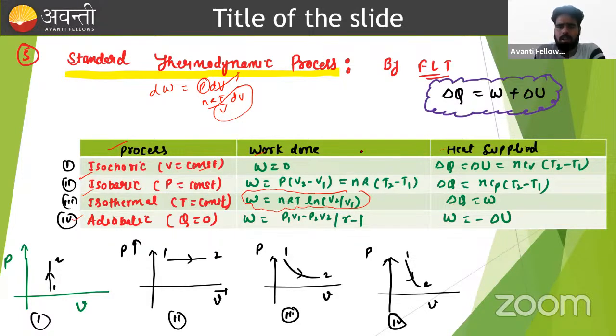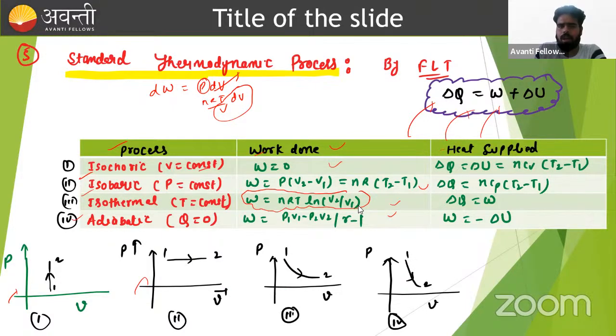So we can say, once we write down the work done in each and every process, then apply the first law of thermodynamics. Then we will get an idea about the heat. I hope this is clear. We also plot the diagram for each and every process. We can say this is the isochoric, this is the isobaric, isothermal, and adiabatic.